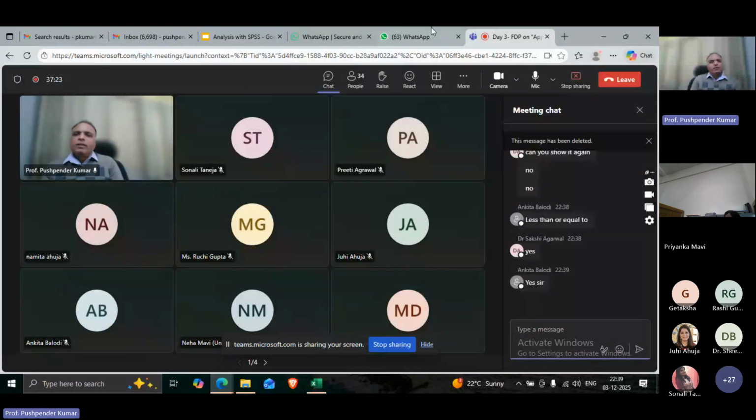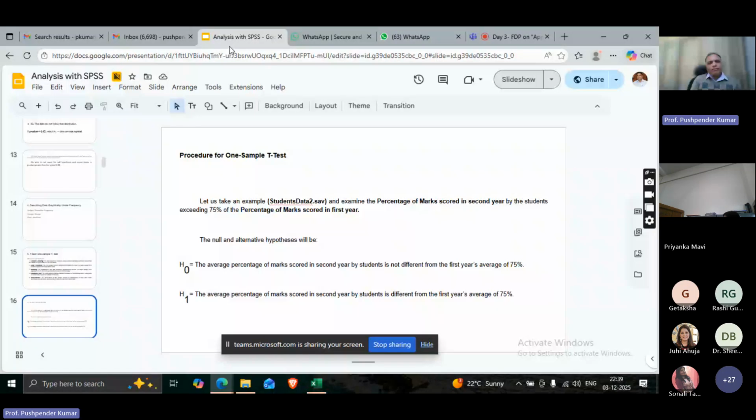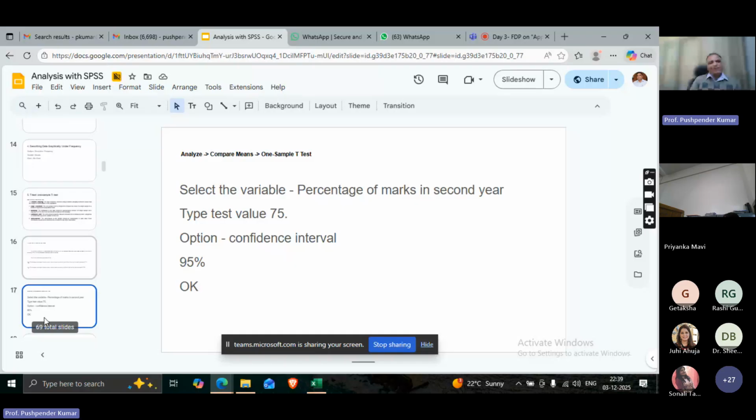So knowingly I have written this here. Let me come to the next slide and show you what it should be. Here, percentage of marks in second year. I will take any one particular variable. In our case, the test value is 75 in case of marks and 12 in case of mileage of Thar.